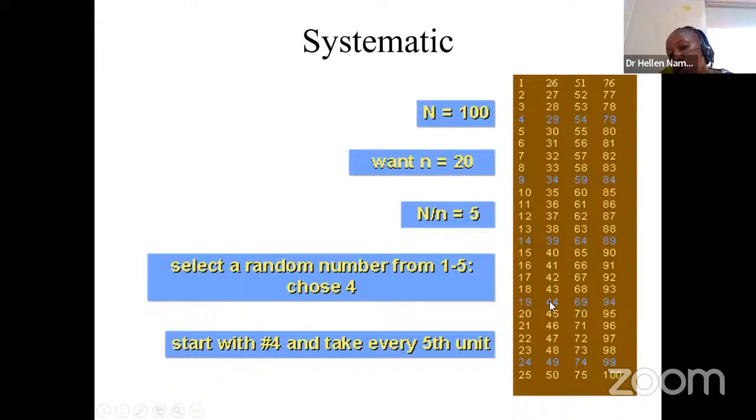So when you're looking at this particular frame that we're having here, it implies that of the 100, whoever was in these positions of 4, 9, 14, 19, 24 was included in the sample, to make my N equal to 20. So these are the people that I would include. That is basically the systematic sampling procedure.